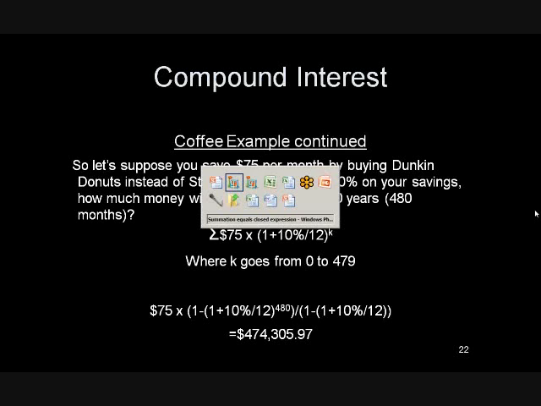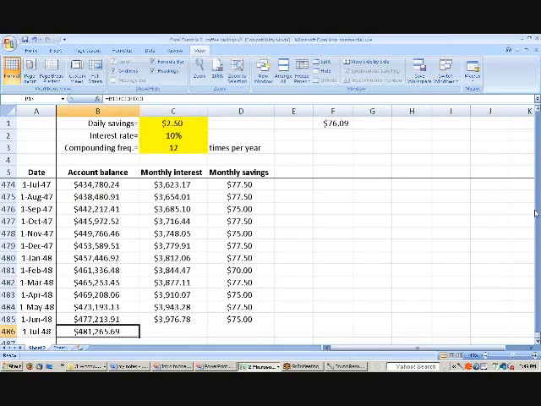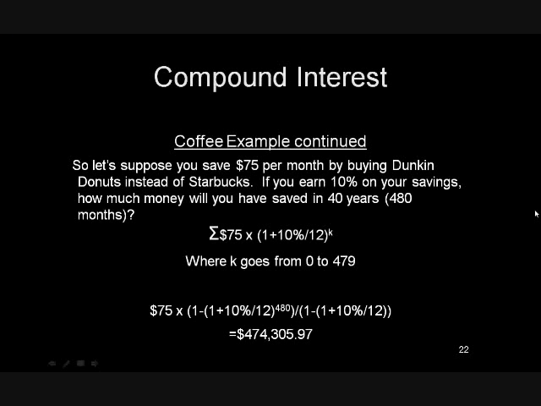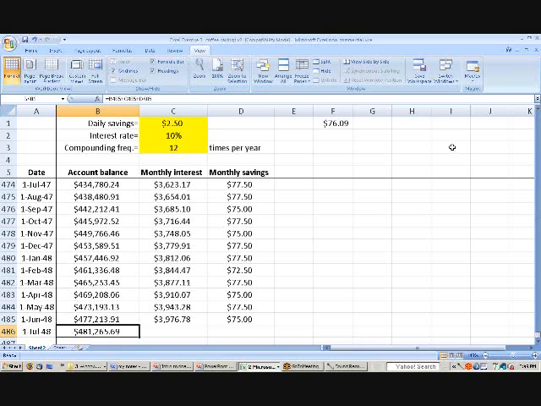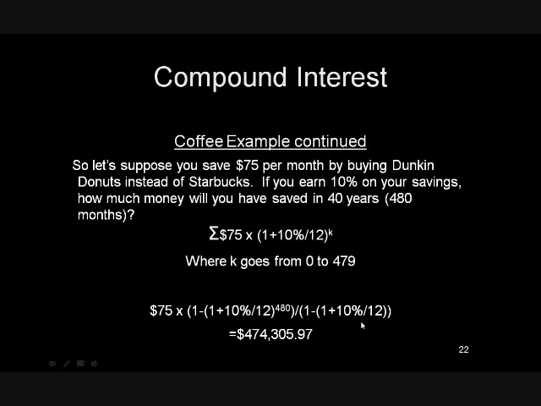Now if we compare that to the spreadsheet answer, it was $481,265.69. So this is a little lower, but that kind of makes sense because we were assuming $75 of savings per month, whereas in the spreadsheet we were averaging $76 of savings per month. So hopefully this builds some confidence in you that this formula is true and that it works correctly.